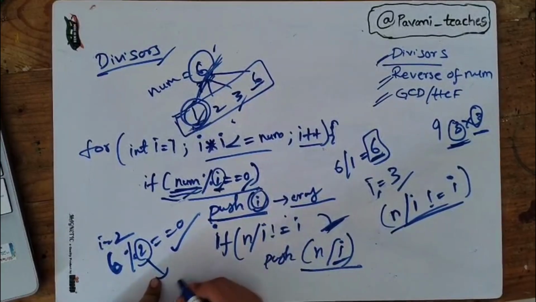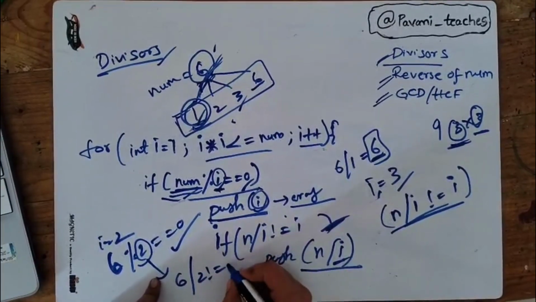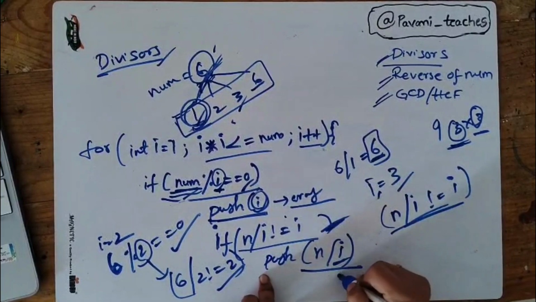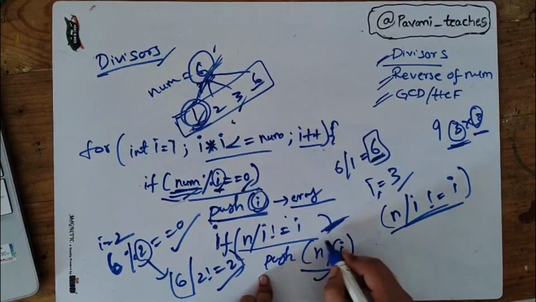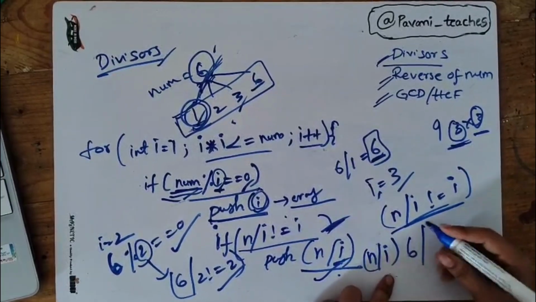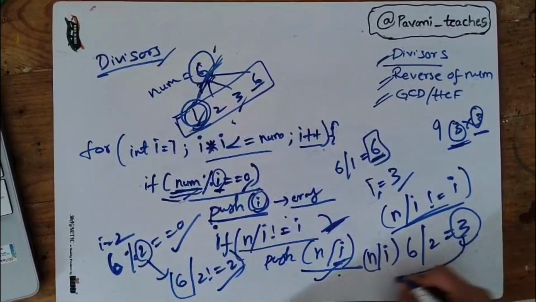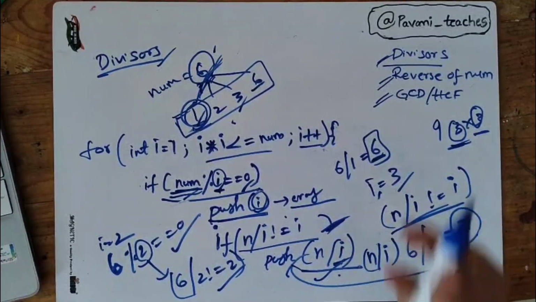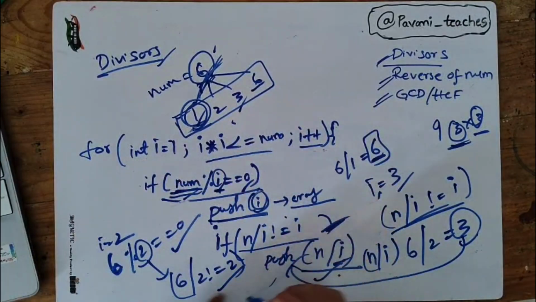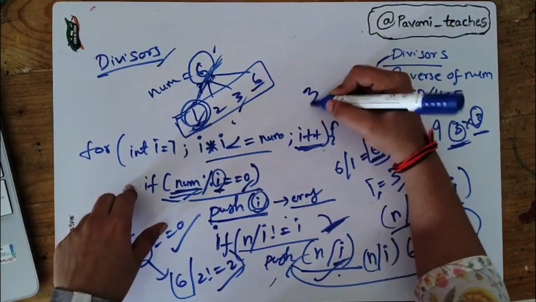Is 6 divided by 2 not equal to 2? Yes, it is true. This condition is true. Then it will go inside this if condition and push the n by i value, that is 6 by 2, which is equal to 3. It will push the 3 value to the array. Now it will check this increment. After this it will go and increment the i value, which will be equal to 3.